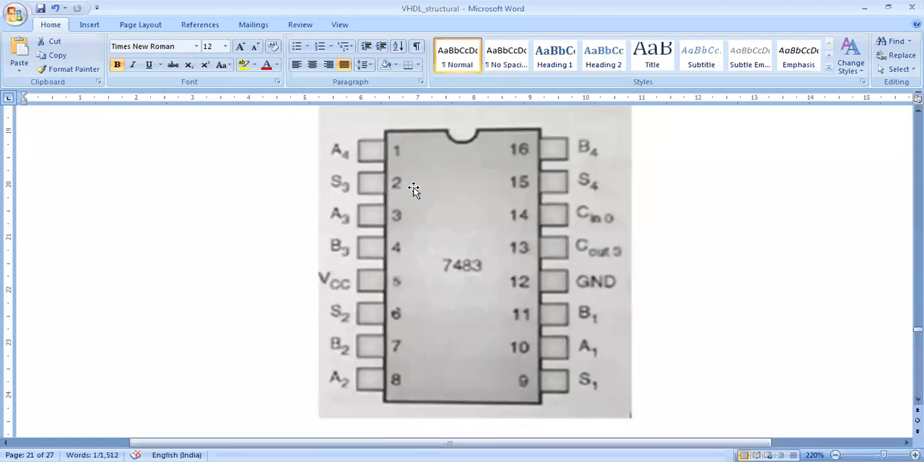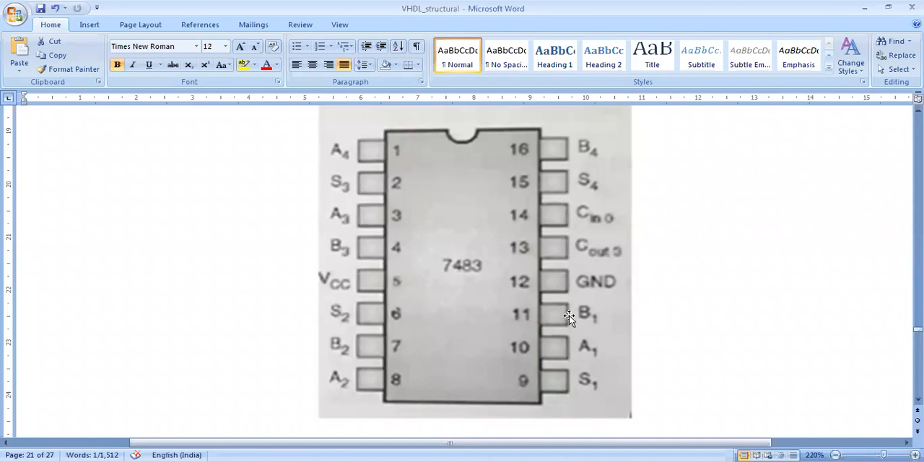Now observe the pin configuration. There are two operands, A and B. Each operand size is 4 bits. So you can see A1, A2, A3, A4, B1, B2, B3, B4, and carry in and carry out, ground and VCC. This is the pin configuration of the 7483 circuit. Remember this.